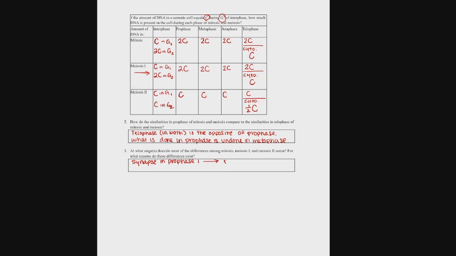This reduces the chromosome number at the end of meiosis 1 to half that of the original cell. The OG cell.